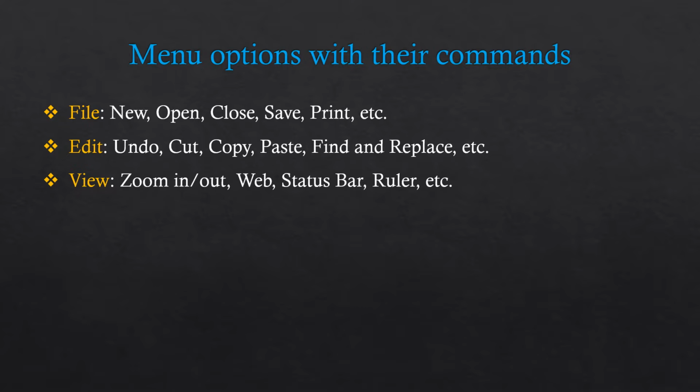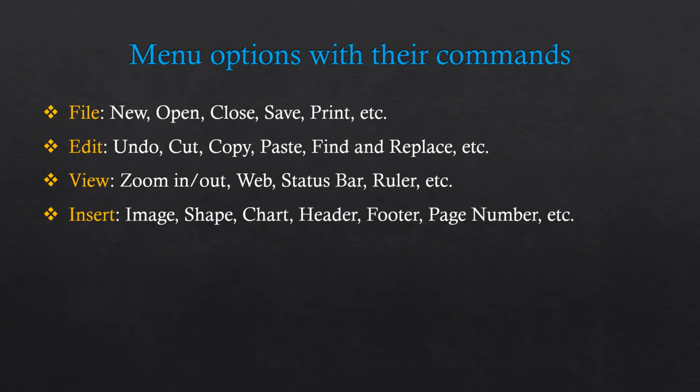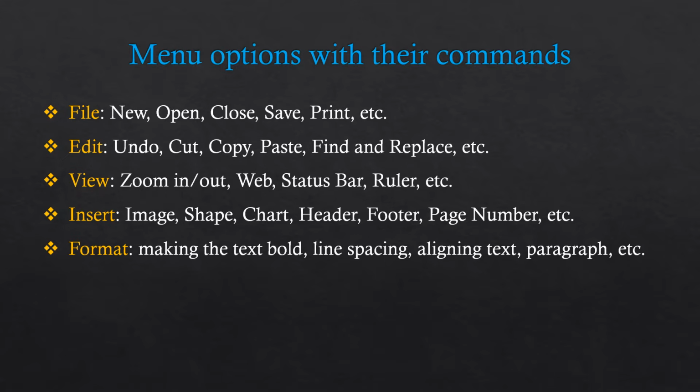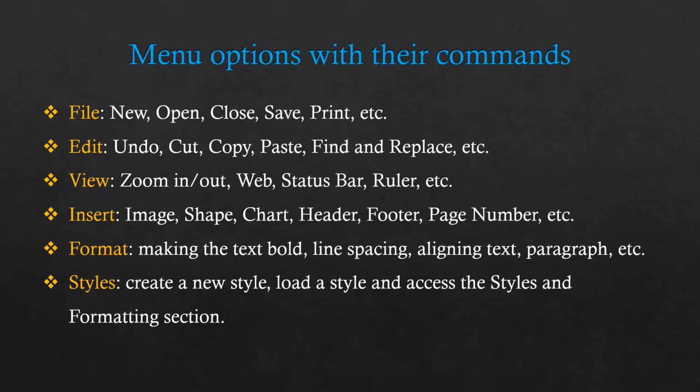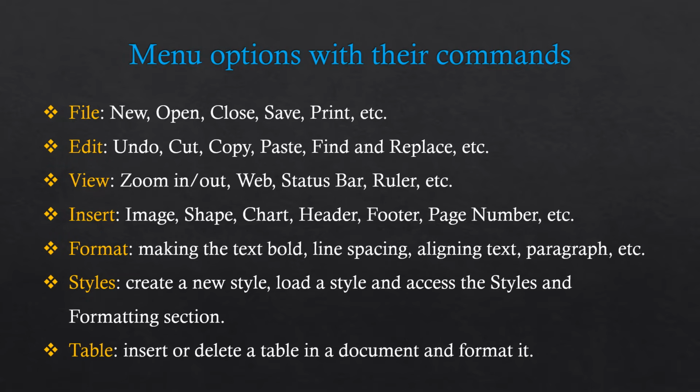In the view menu we can zoom in or out, and we can see the status bar and ruler. In the insert menu we have the options image, shape, chart, header, footer, page number. Means these things can be inserted in a document. Then in the format menu we can make the text bold, set line spacing, align text, and format paragraphs. All these options are available. In styles we can create a new style, load a style and access the styles and formatting section. In the table menu we can insert or delete a table in a document, and we can also format it using the table menu.